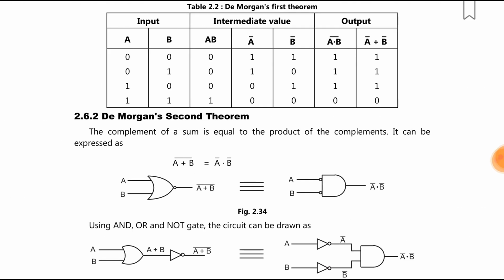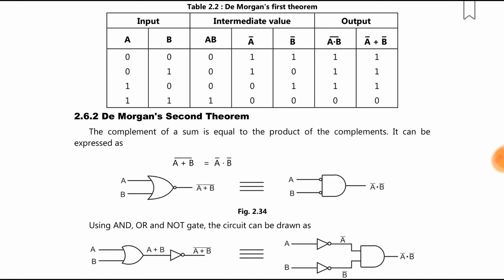Now we will see the truth table of this. In the truth table we have to prove the input is equal to the output. For De Morgan's first theorem, inputs AB 00, 01, 10, 11 are taken. Intermediate states: A into B, A bar and B bar. So I have taken the NAND output, then A bar and B bar, then the output is (A into B) bar and A bar plus B bar.